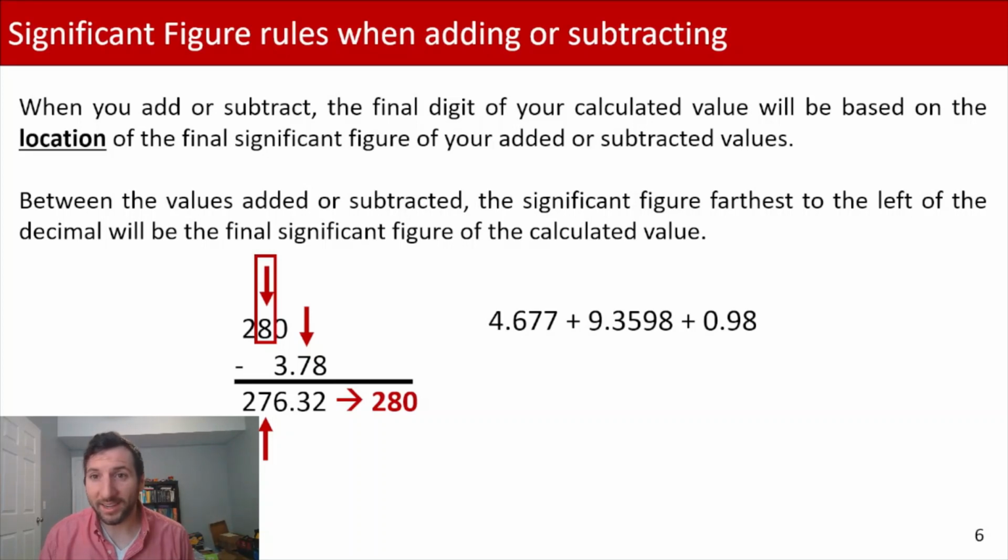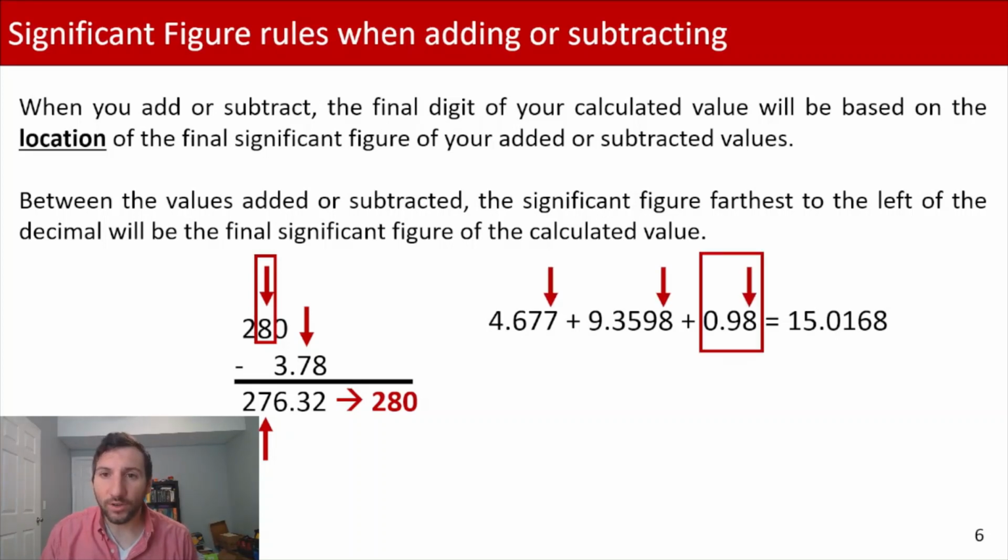So now another example we got is, let's say we have 4.677 plus 9.3598 plus 0.98, and that, without taking into consideration sig figs, is going to give me 15.0168. And again, we'll take into consideration our significant figures and the locations of each of them. And what you see is that it's going to be the hundredths column from 0.98 that's helping us identify where to adjust our significant figures. And so in this case, that final value of 15.0168 is going to be adjusted in the hundredths location, giving me 15.02.